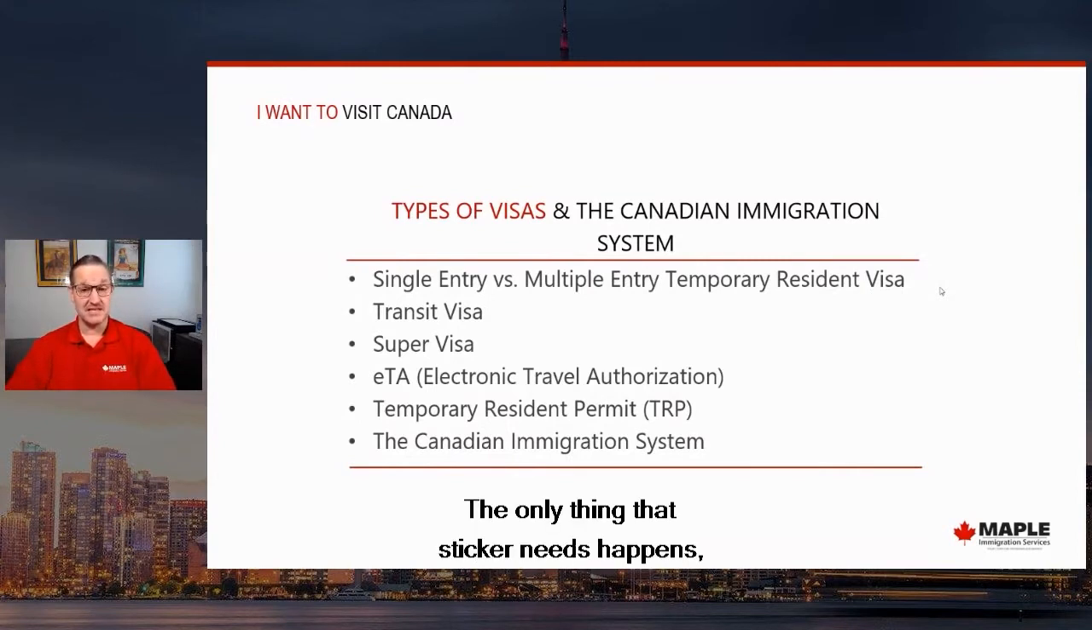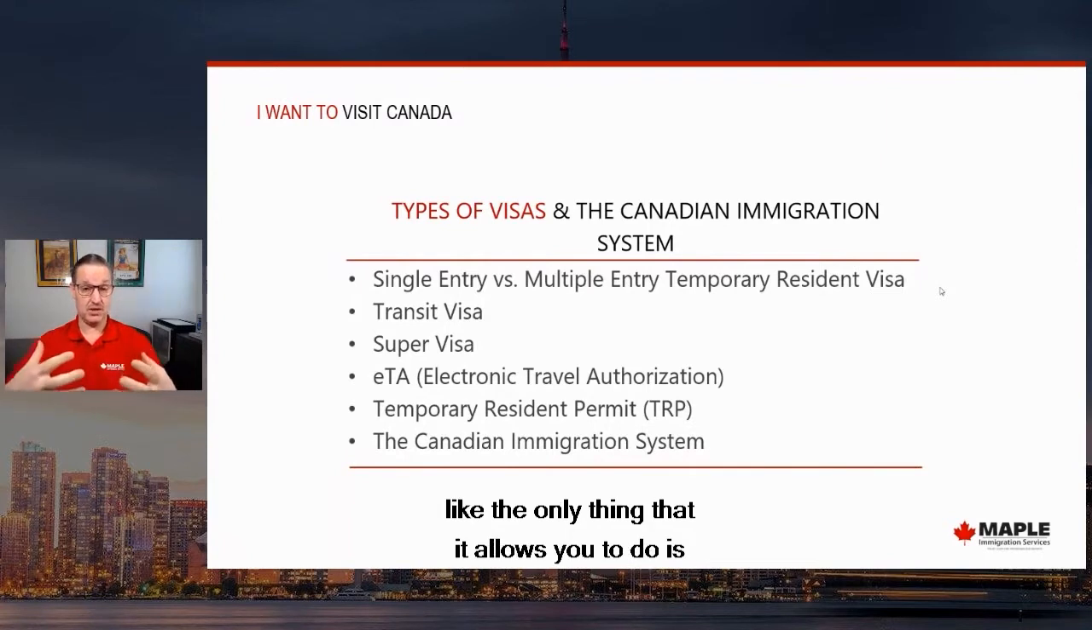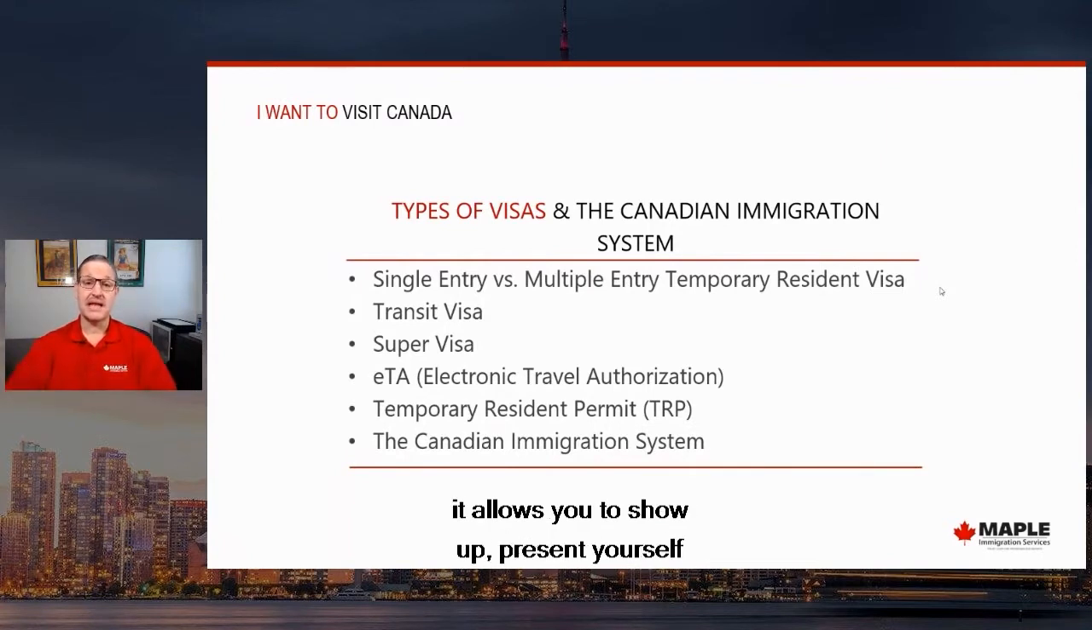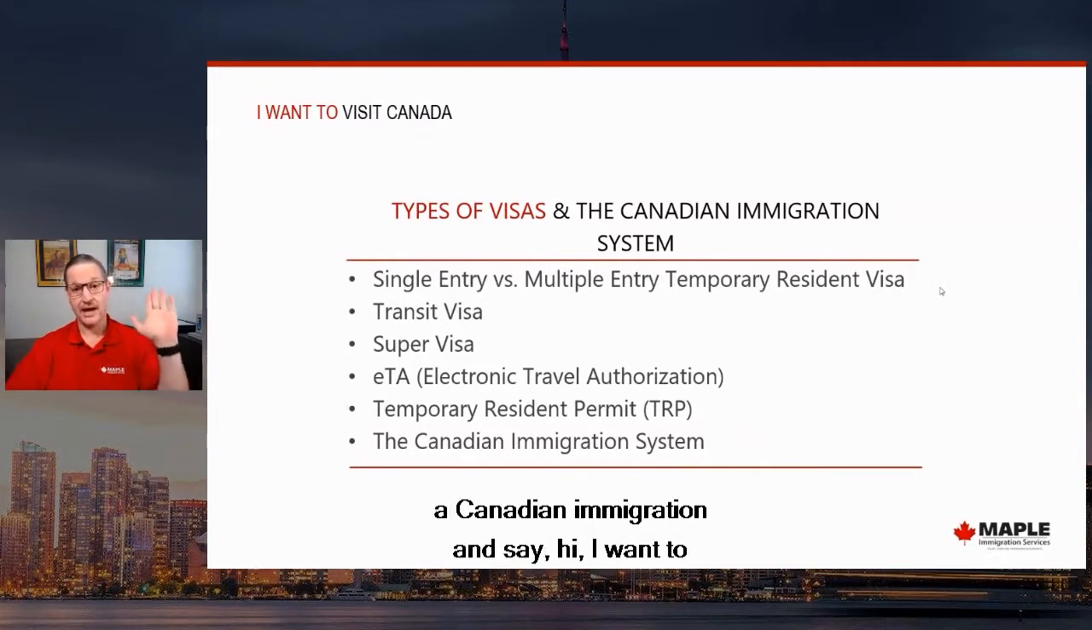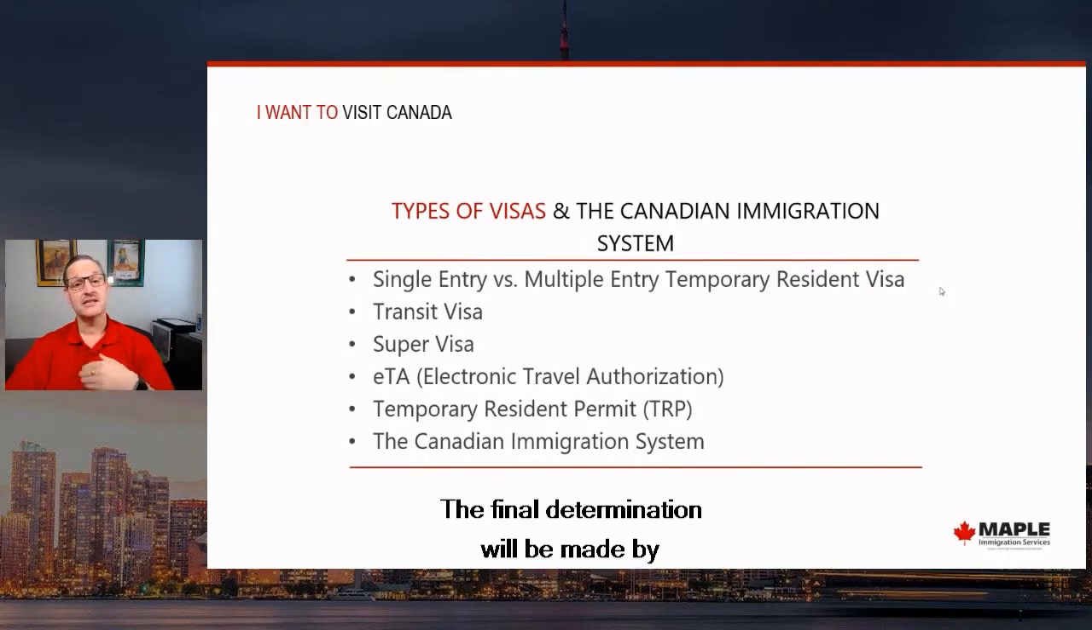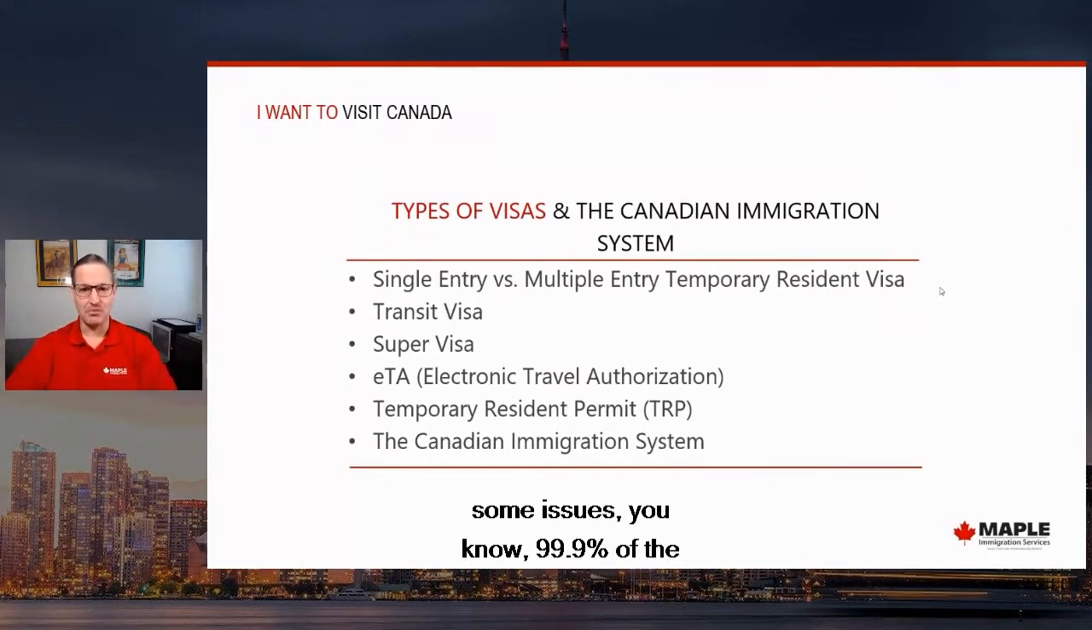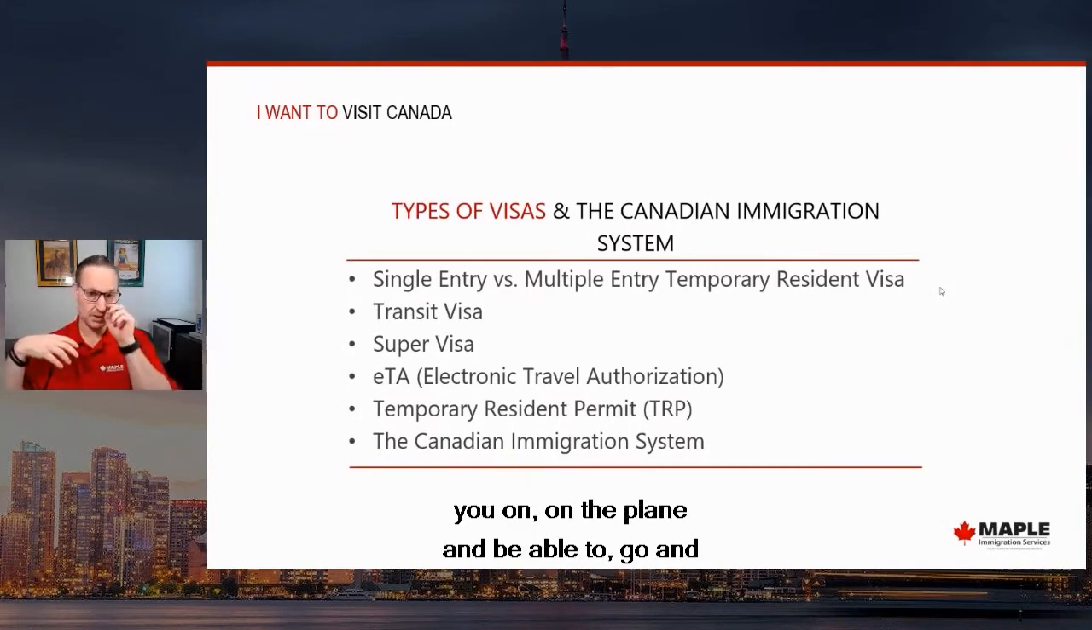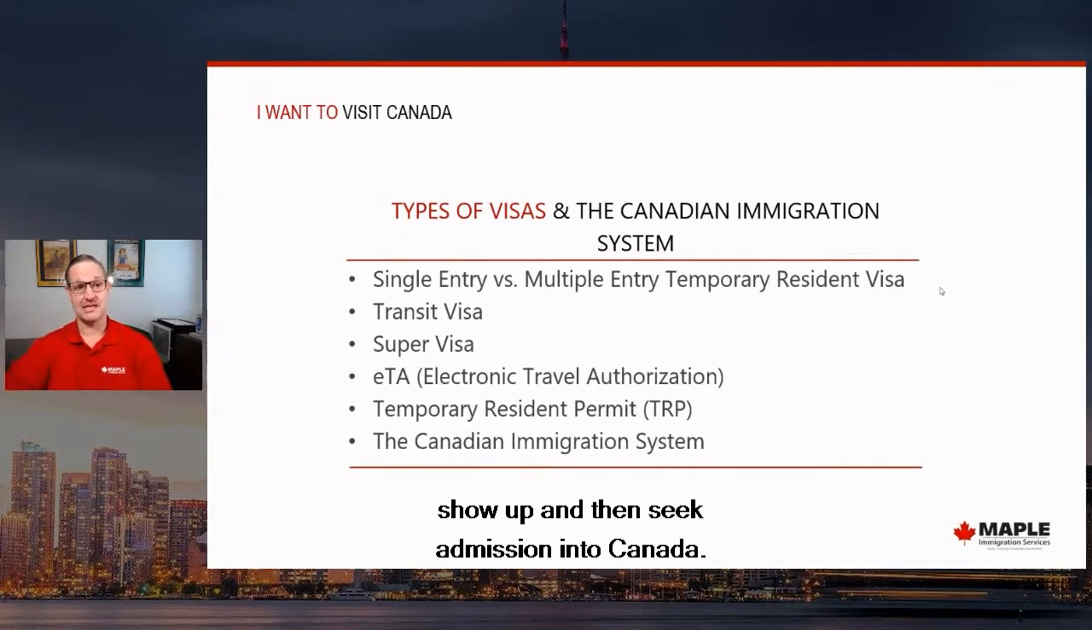The only thing that sticker allows you to do is show up, present yourself at Canadian immigration and say, hi, I want to come to Canada today. The final determination will be made by the border officer. Now, the chances of you actually having some issues, 99.9% of the time, are slim to nil. However, you must understand that just because you have that sticker, it's more of a travel permit to get you on the plane and be able to show up and then seek admission into Canada.